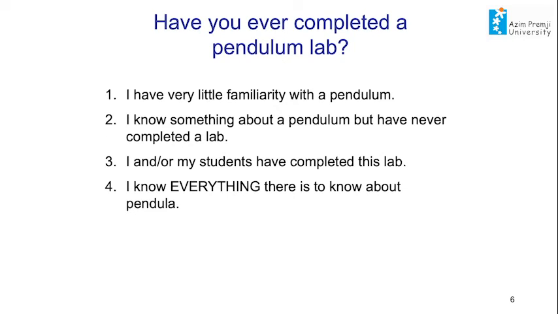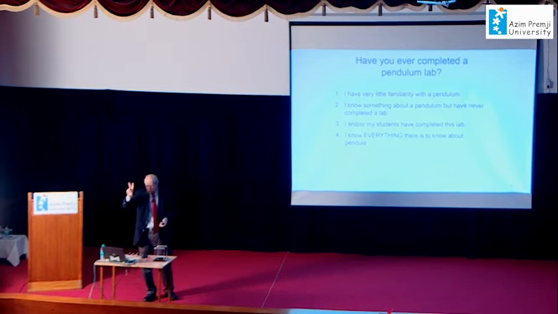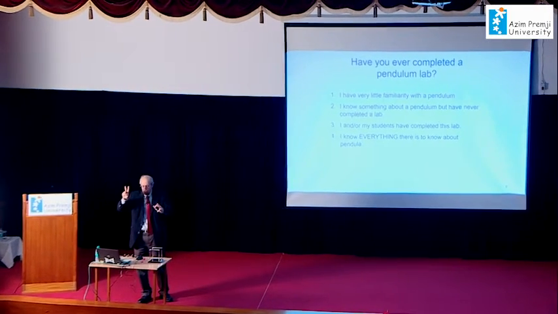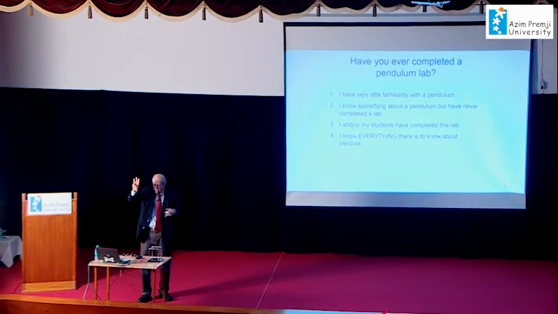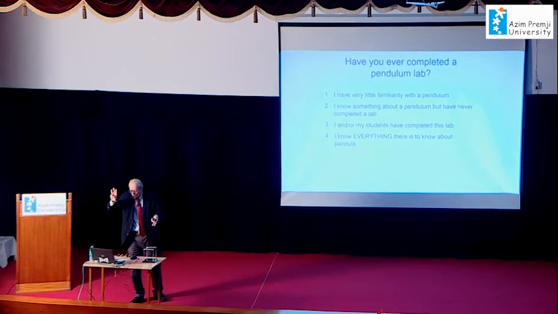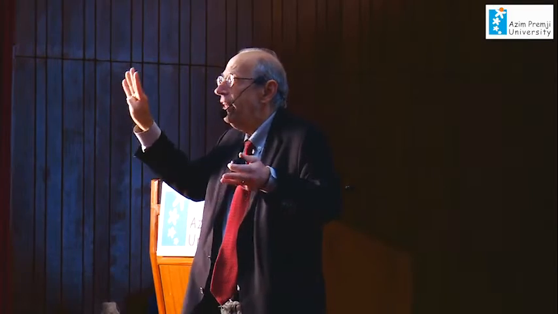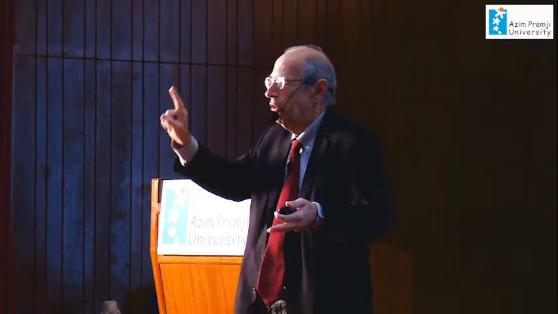So I need to know from you how much you know about pendulum, so I know where we're going on this. So if you can show me with your fingers, a 1, meaning you have very little familiarity with the pendulum. 2, I know something, but I've never really completed a laboratory experiment. 3, I and or my students have done a lab. And 4, I know everything there is to know about pendulum. So let me see with your fingers.